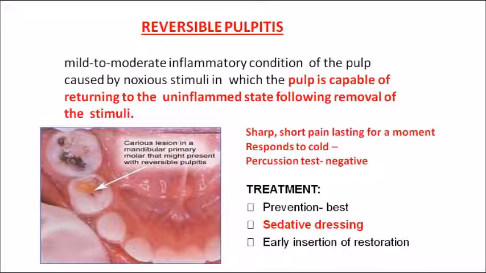For the treatment aspect, you should consider that prevention is the best treatment. A sedative dressing can be given if any pain is there, and early insertion of restoration can be given. These are the treatment aspects. You can see a carious lesion in a mandibular primary molar which might present with reversible pulpitis in the picture. So with reversible pulpitis, on removal of the stimulus the pulp goes back to normal.